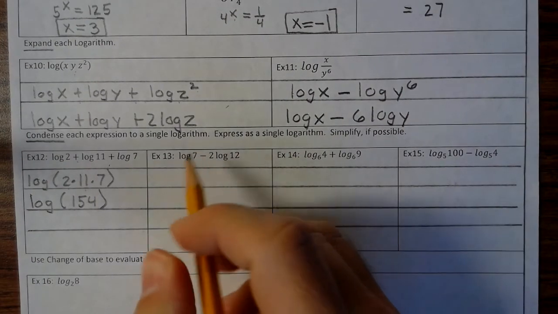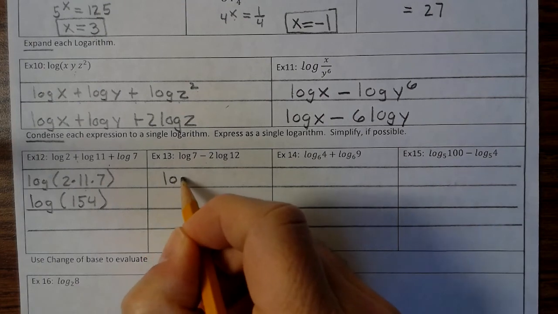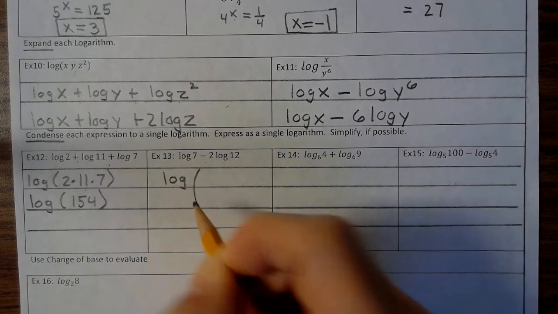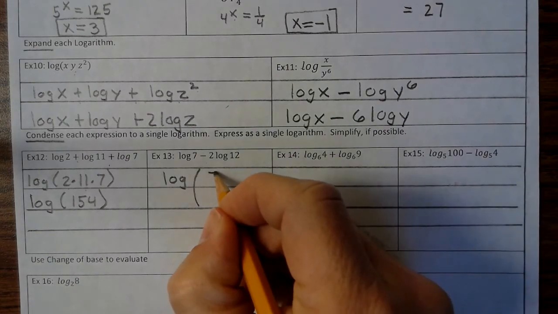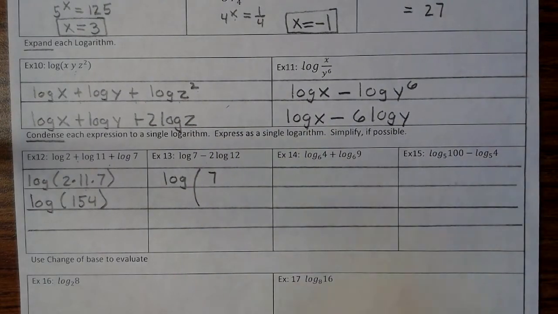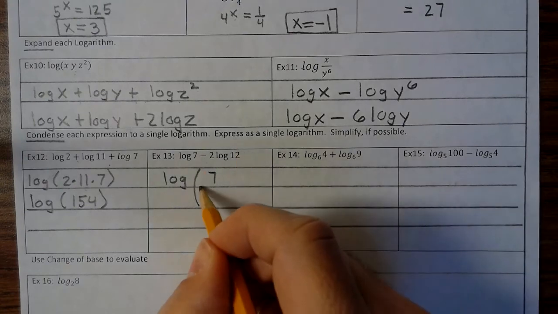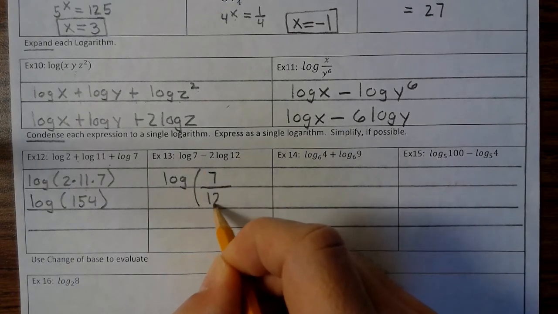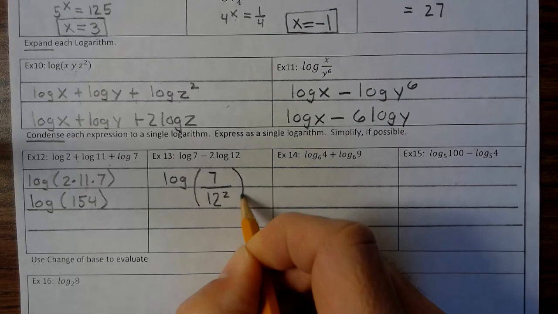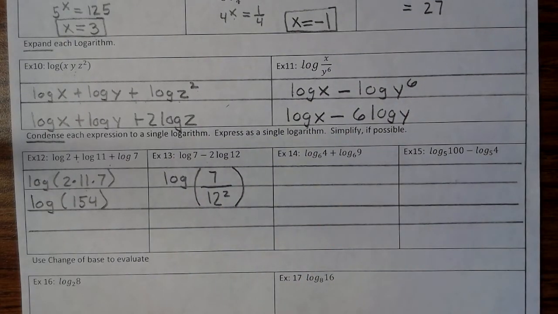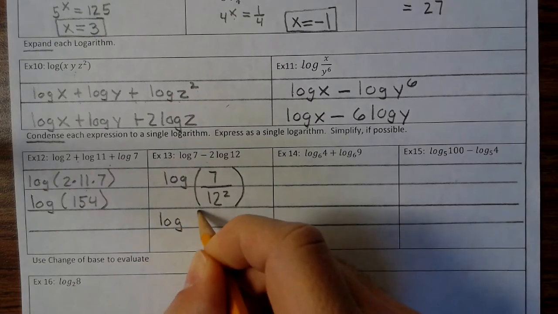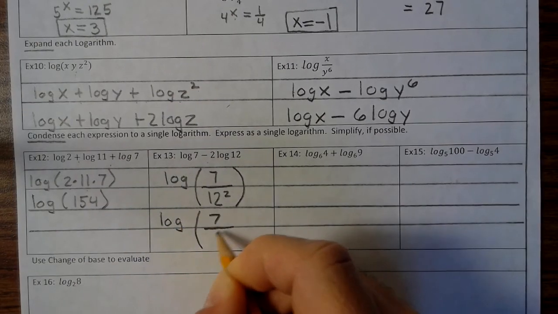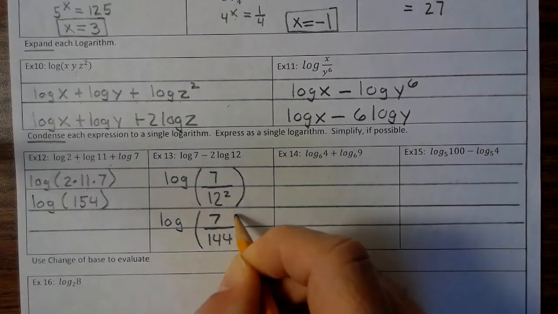Okay. Example 13, here we have subtraction. We know it becomes division, so that's log of 7 divided by, and we're going to go ahead and move the 2 up, 12 squared. Which then becomes log of 7 divided by 144.